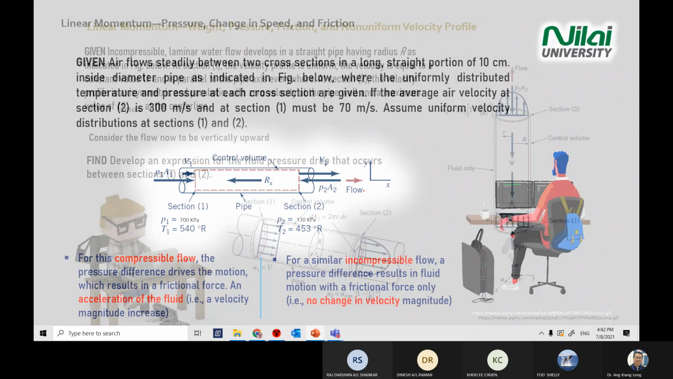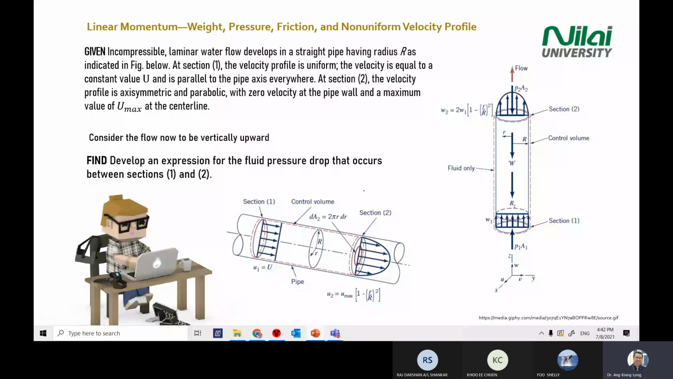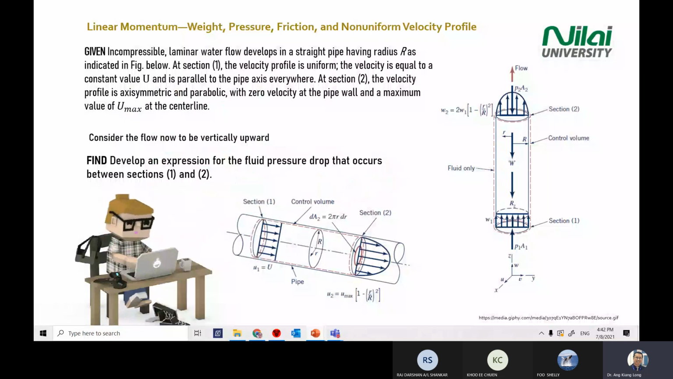Okay. All right. We go for one more example, then we go for a short break. Okay, we look at one more example before we go for a short break.